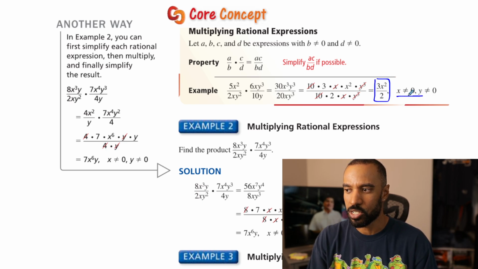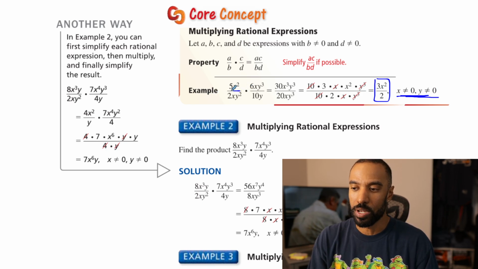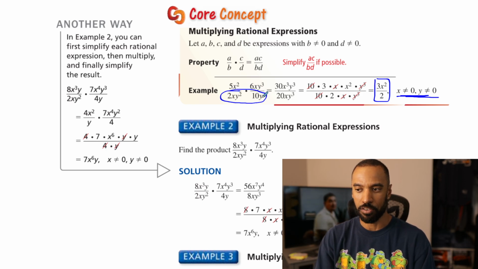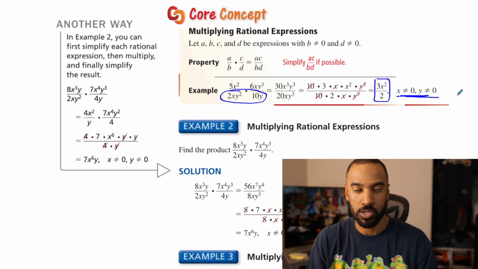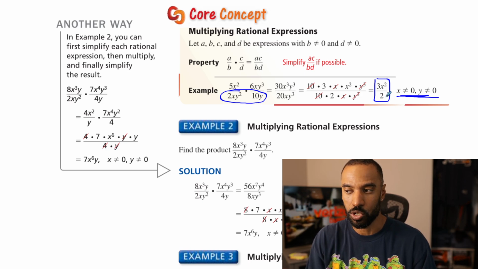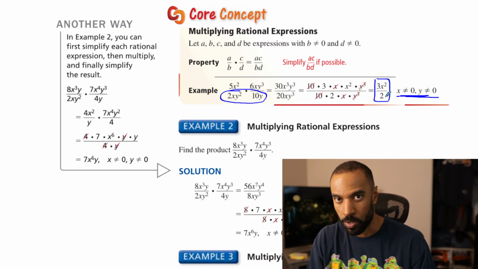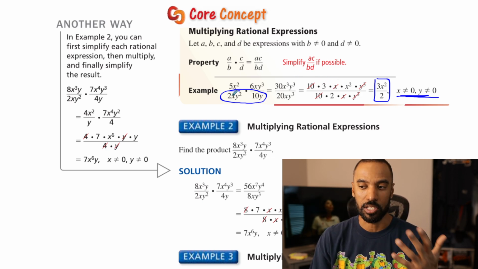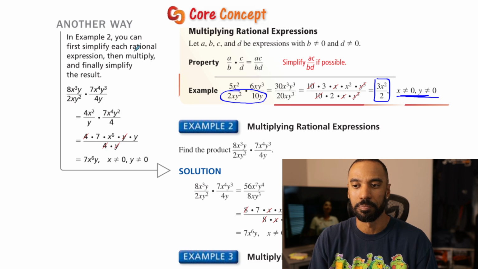But they stated some restrictions. X and y each can't equal 0. How come? Because the original expression had x's and y's in the denominator, such that if either of them were 0, you would get 0 in the denominator, despite the fact that there are no x's and y's in the denominator once simplified. Just because they canceled doesn't mean that we're not talking about the original expression still, and that's the goal.